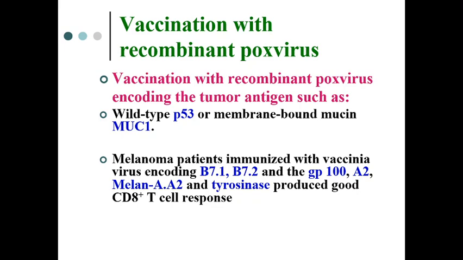Similarly, the same type of experiment was carried out with melanoma patients who were immunized with vaccinia virus encoding B7.1, B7.2 gene, or GP100, or melan-A, A2, or tyrosinase, which are important antigens. B7.1 and B7.2 are the co-stimulatory molecules of the antigen presenting cells.